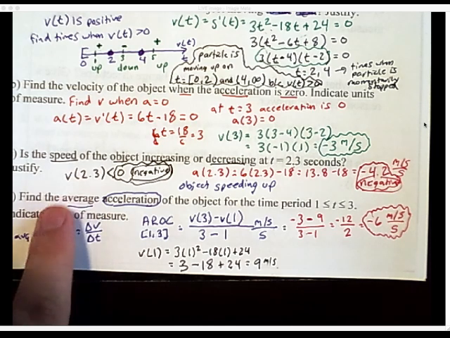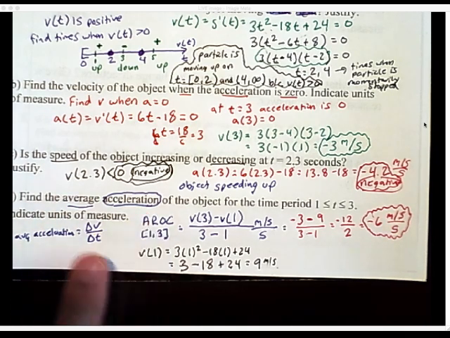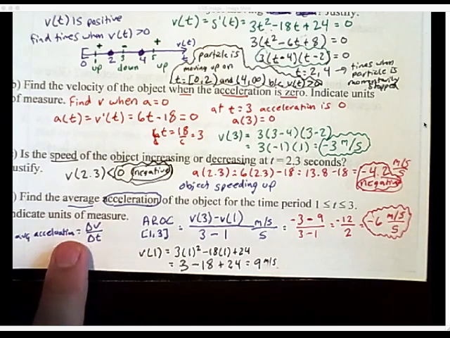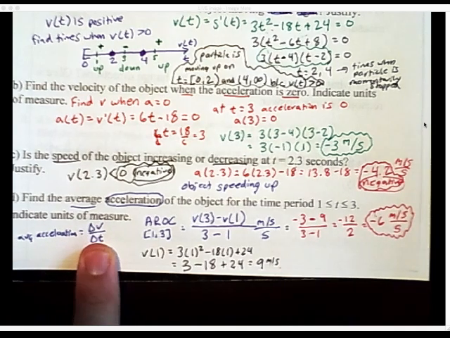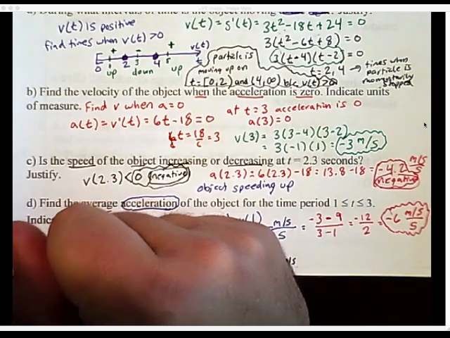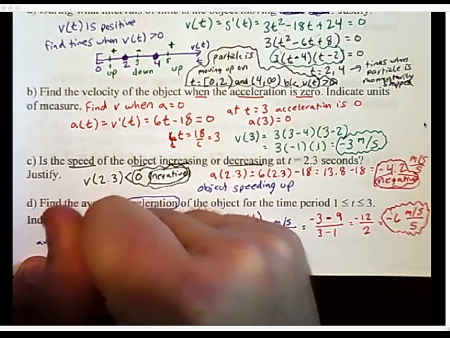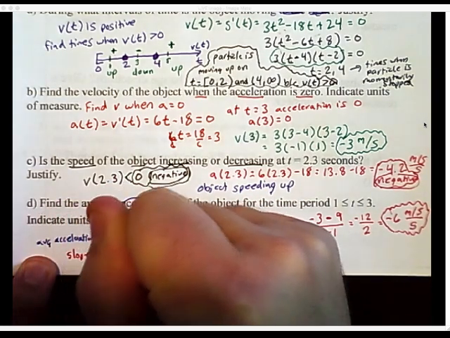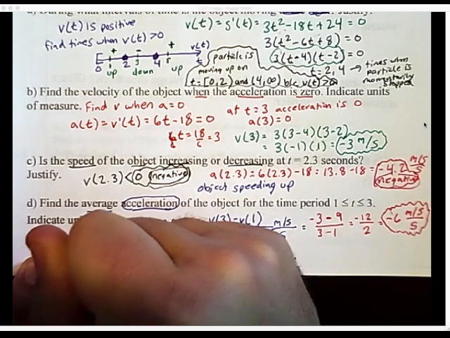Again, if they're asking for average acceleration, you need to use change in velocity over change in time. It's a slope. It's a slope of a secant line. So the average acceleration is the slope of the secant line to the velocity graph.